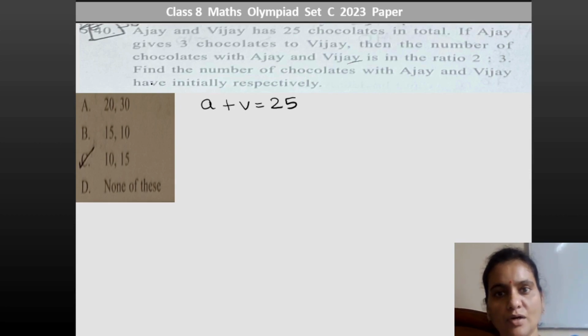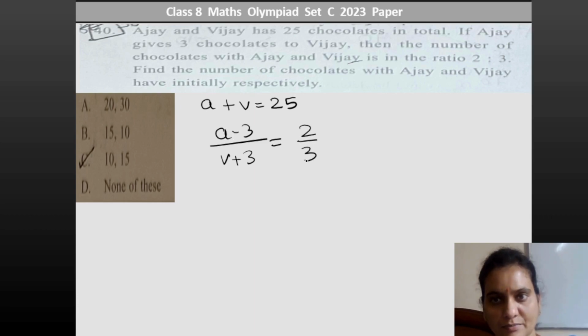Now Ajay is giving 3 chocolates to Vijay. So now Ajay's chocolates will be equal to A minus 3. Initially he had A, it will be reduced to A minus 3. Now Vijay initially had V, now he has got 3 more chocolates from Ajay, so it will become V plus 3, and the ratio of these two is equal to 2 by 3 as per the second statement. That when Ajay gives 3 chocolates to Vijay, the new ratio of chocolates between Ajay and Vijay becomes 2:3.